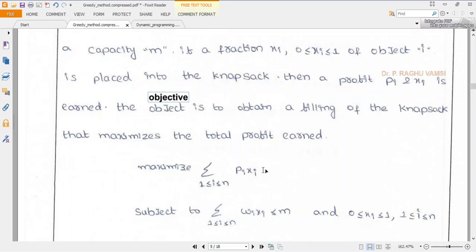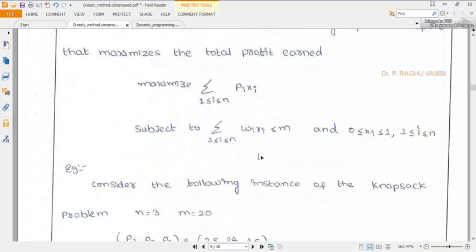That means you have to maximize the profit by including the items into the bag, subject to the condition that sigma wi xi is less than or equal to m, where m is the capacity of the bag, and xi lies between 0 and 1, and i lies between 1 and n. This is the condition.